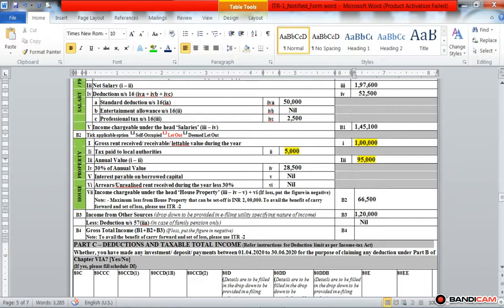Then make a total. B1 total is 1,45,100 plus B2 66,500 plus B3 1,20,000. We get 3,31,600.